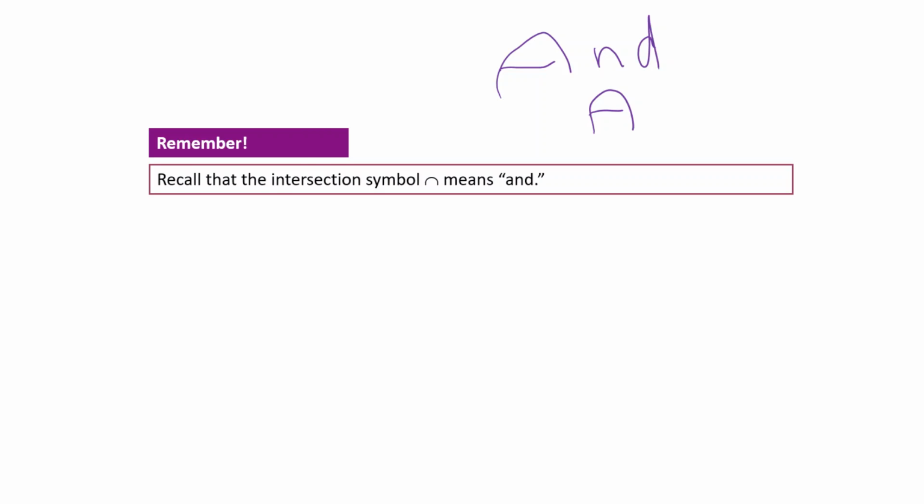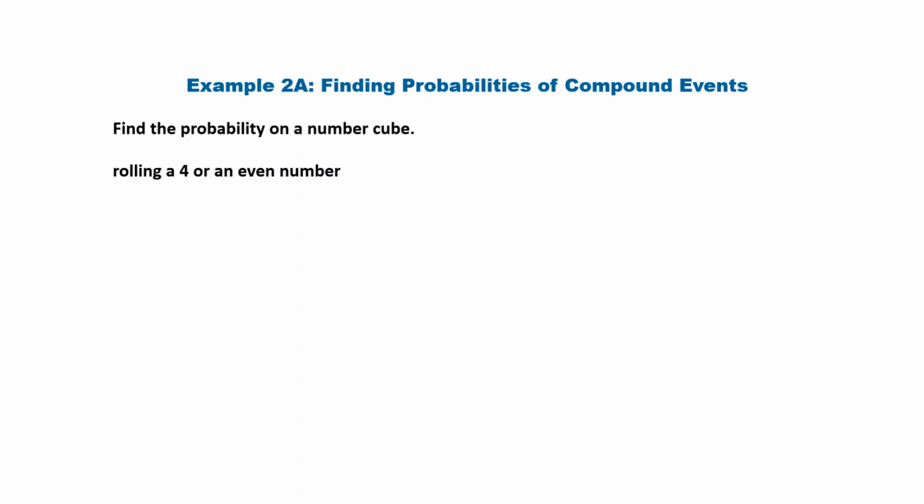All right, so I hope this example will help you understand this a little bit better. It says find the probability of a number cube rolling a 4 or an even number. So the first thing we want to do is take a look at the probability of rolling a 4. There's only one 4 out of 6, so it's going to be 1 out of 6. Now the probability of rolling an even number, there is 2, 4, and 6. And so that tells us there are 3 even ones.